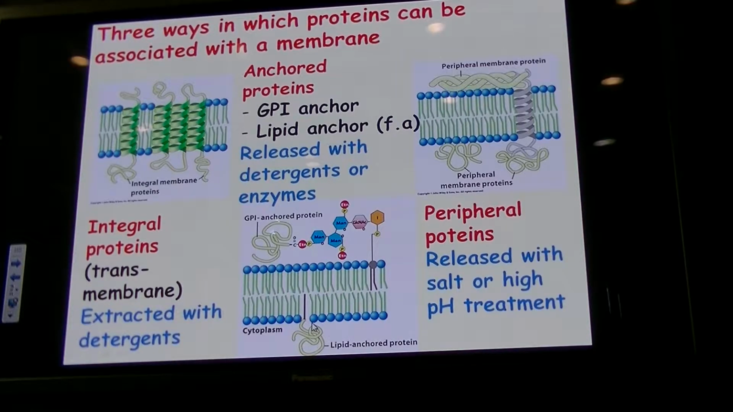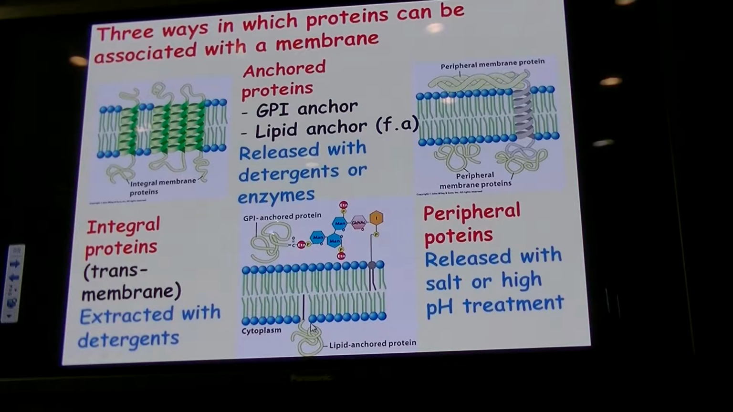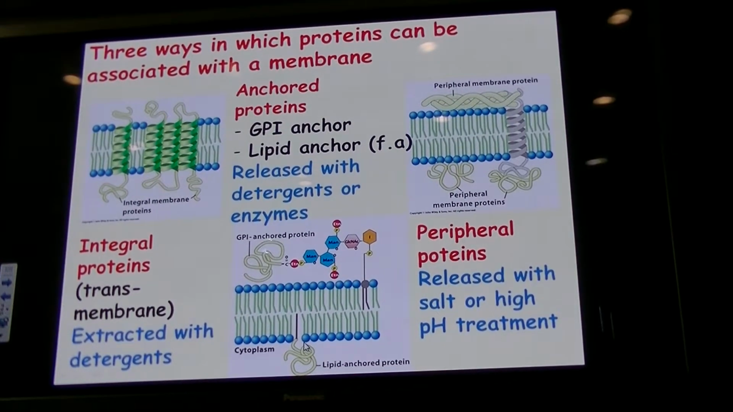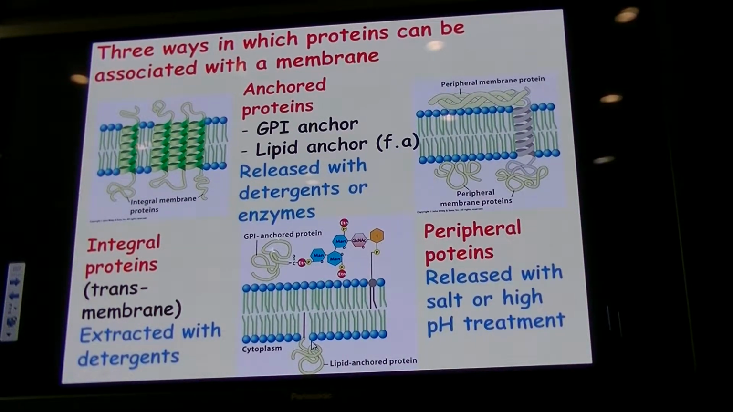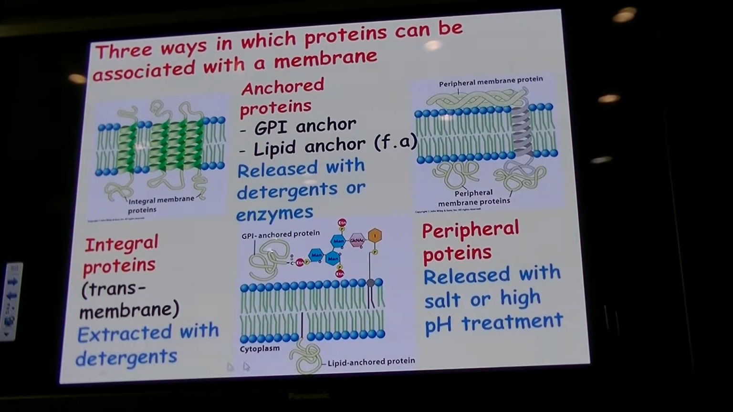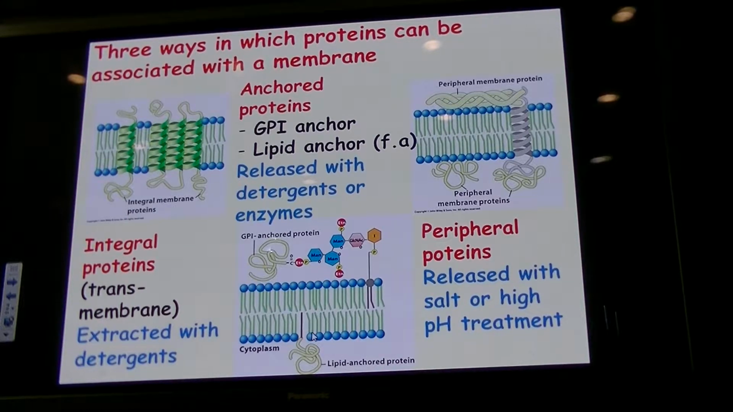Mainly on the inside of the plasma membrane, we sometimes have fatty acids that are attached to cysteines of proteins. They can be attached to other amino acids too, but cysteine is one option. That fatty acid inserts into the membrane's hydrophobic layer, and in that way the protein is anchored. Some signaling proteins that we'll see later in the class have this type of anchoring.